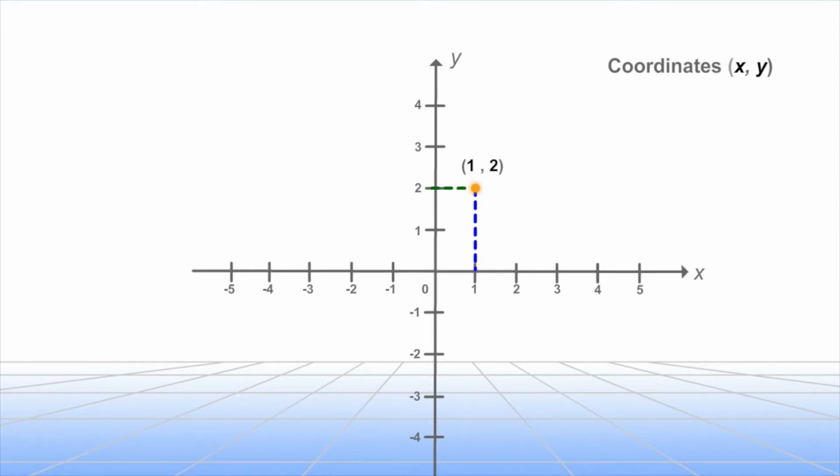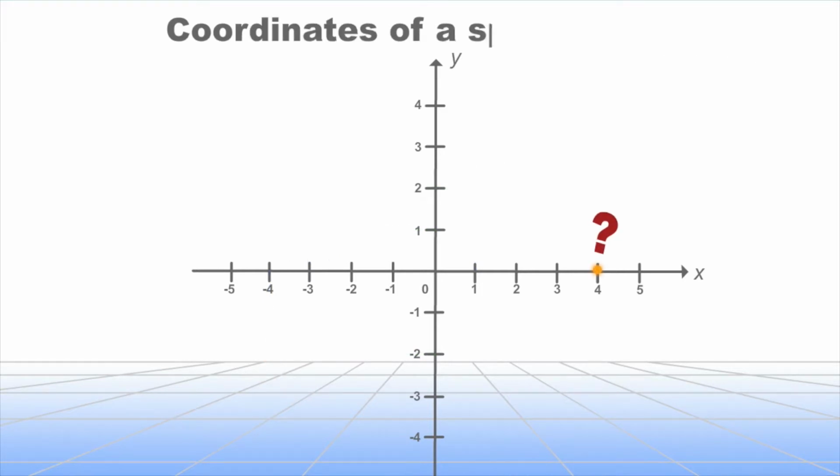Let's take a look at another point. Similarly, we draw a vertical dotted line down to the x-axis. We can see that the x coordinate is -3. If we draw a horizontal dotted line, we can see that the y coordinate is 1. So, the coordinates of the point are -3 and 1. Let's now take a look at one more point. The x coordinate is -4 and the y coordinate is -2. Hence, the coordinates of the point are -4 and -2.